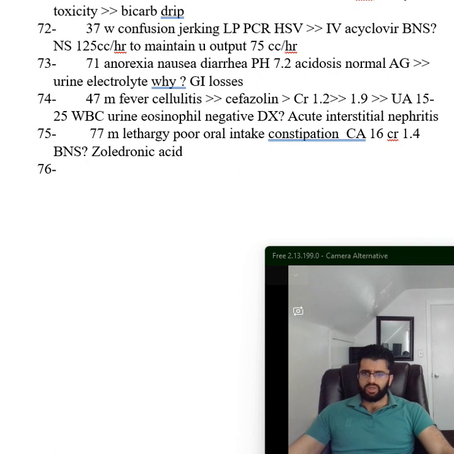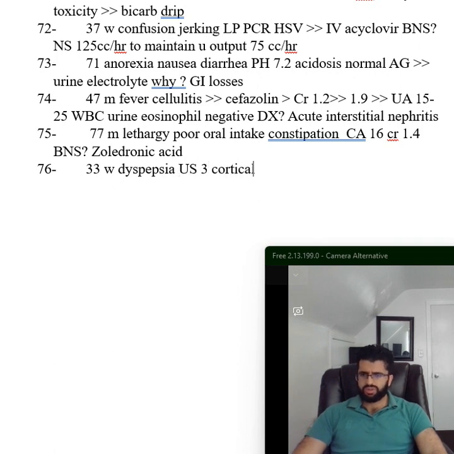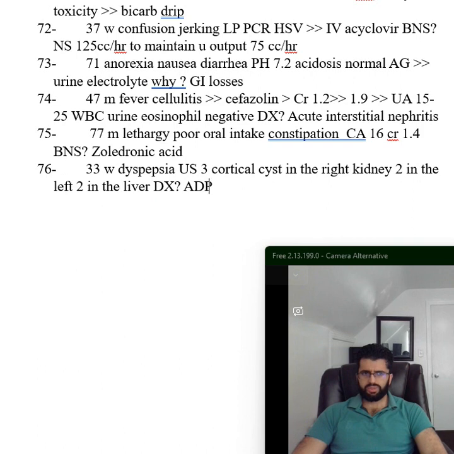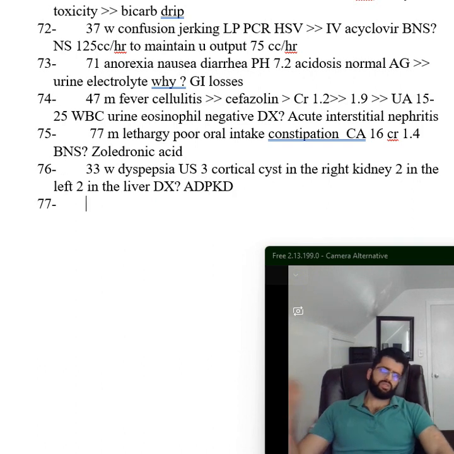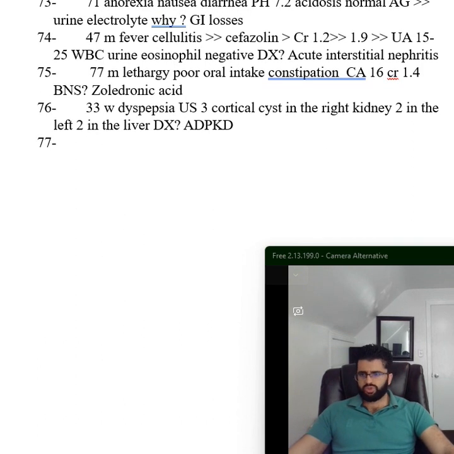Now we have this patient, a 33-year-old woman, came in with dyspepsia, and ultrasound shows 3 cortical cysts in the right kidney, 2 in the left, 2 in the liver. What is that? What's the diagnosis? This is autosomal dominant polycystic kidney disease, ADPKD.